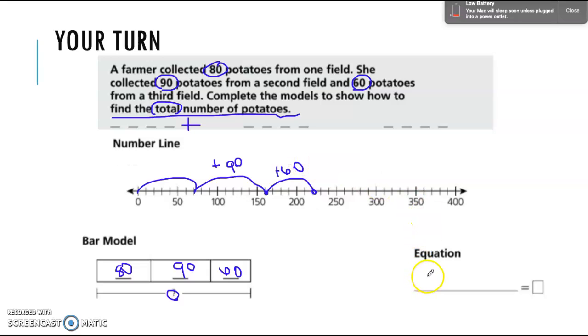And finally, all I have to do is write my equation. So I'm going to do 80 plus 90 plus 60. And this shows a multi-step problem because I had to do 2 steps. I had to add 80 and 90, plus a 60.